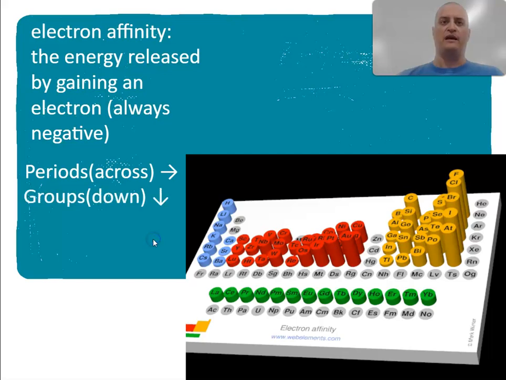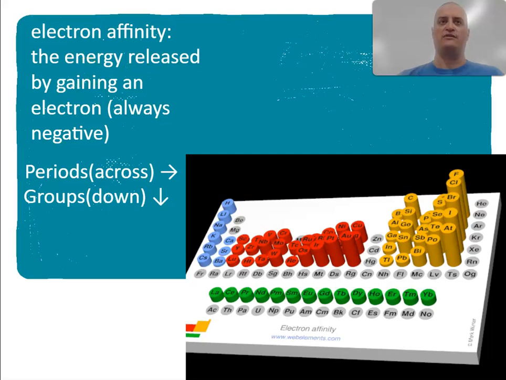Going down the group, this will become less negative. So the number will get smaller. They're all negative, remember, but it will become less negative. Why? With atoms being larger down the group, less energy is released because of their lower attraction to those electrons.